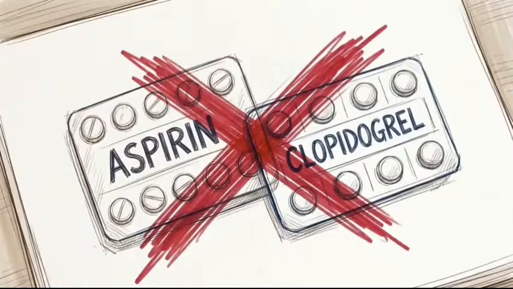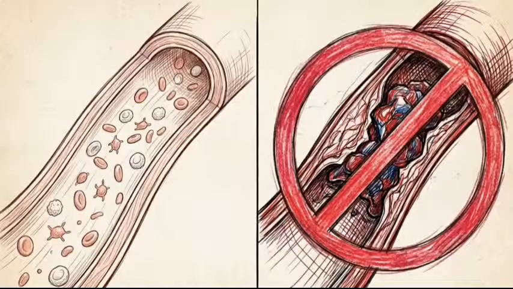We are taking aspirin and clopidogrel completely out of this core discussion. These are antiplatelets. They serve a strictly preventative role, meaning they offer absolutely zero therapeutic value when you are trying to treat an active thrombosis.